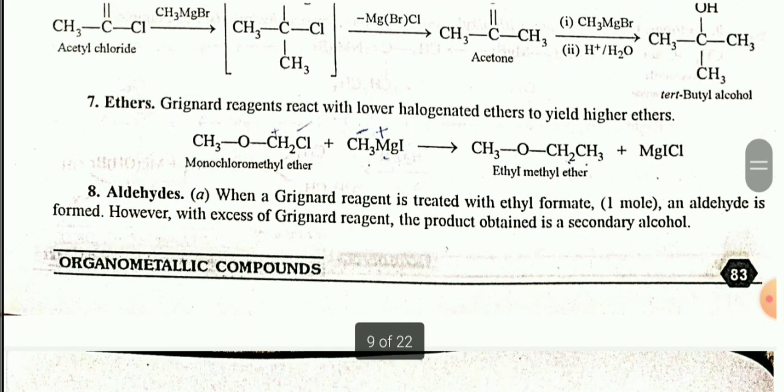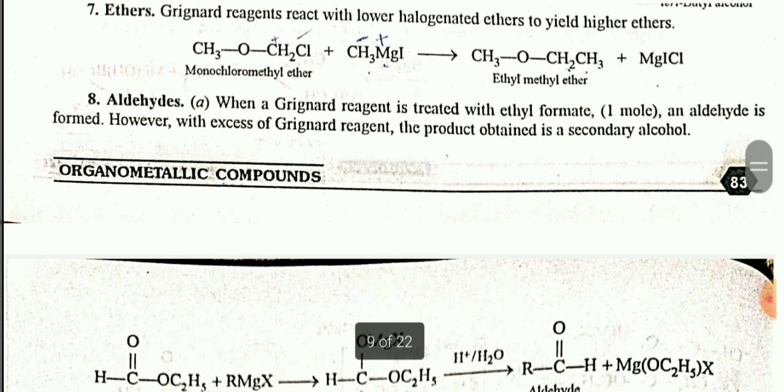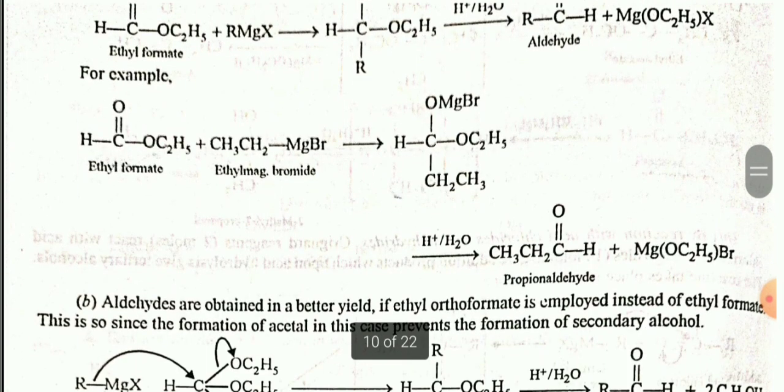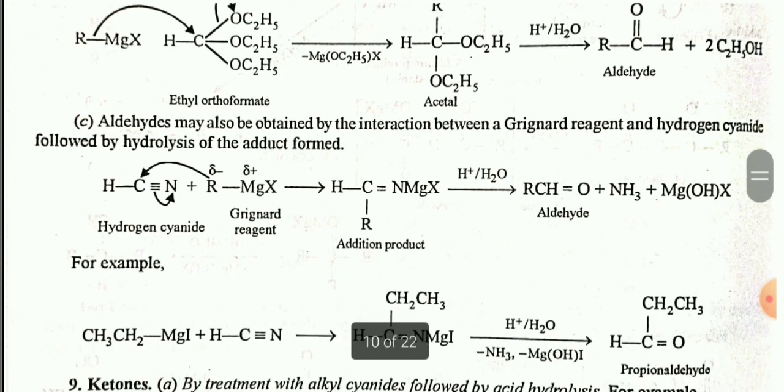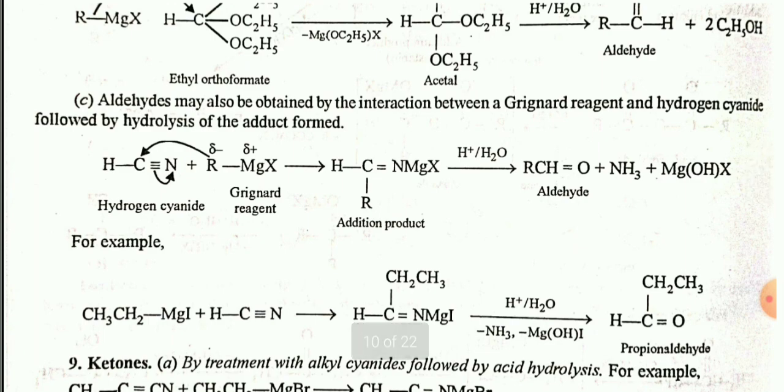7th, ethers. Grignard reagent reacts with lower halogenated ethers to yield higher ethers. 8th, aldehydes. A. When a Grignard reagent is treated with ethyl formate, an aldehyde is formed. However, with excess of Grignard reagent, the product obtained is a secondary alcohol. B. Aldehydes are obtained in a better yield if ethyl orthoformate is employed instead of ethyl formate. This is so since the formation of acetal in this case prevents the formation of secondary alcohol. C. Aldehydes may also be obtained by the interaction between a Grignard reagent and hydrogen cyanide followed by hydrolysis of the adduct formed.